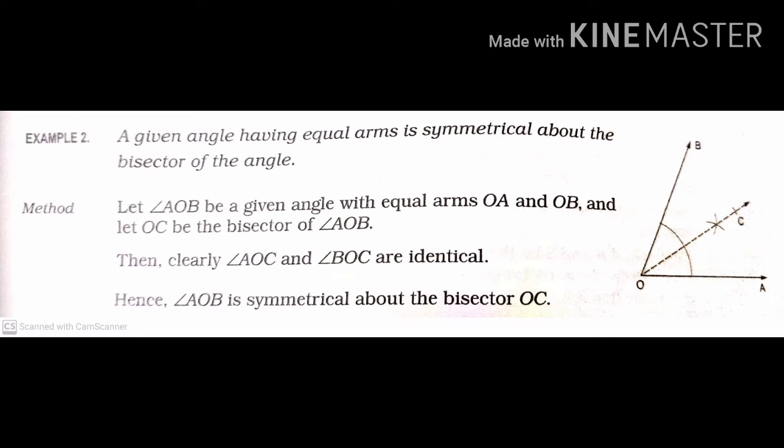Now see this angle AOB, and let it be 60 degree. So when we are drawing the angle bisector, which we will learn a little later on, we will see that this ray OC is dividing the angle AOB, which is 60 degree, into two equal halves. Here angle BOC is equal to angle AOC is equal to 30 degree. So a given angle having equal arms can also be divided into two symmetrical halves by the bisector of the angle.